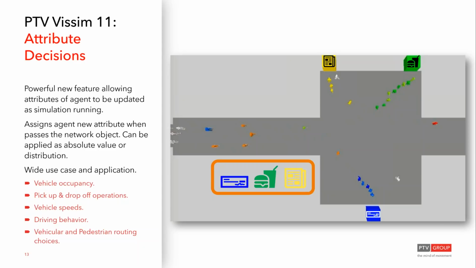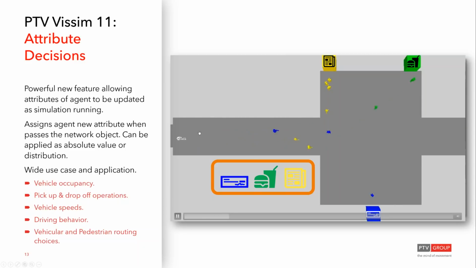So you'll find this feature under the network editor. It's a new network object. And once we put that network object onto the simulation, we can change some of the properties of vehicles and pedestrians in the simulation. So here you can see that as pedestrians enter the network, they're white, so they don't have an attribute assigned to them.